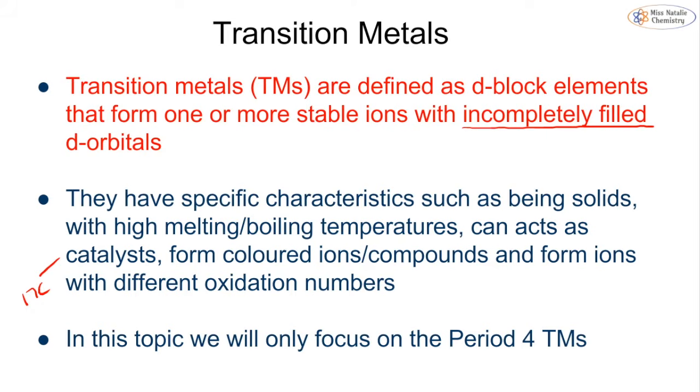In this topic, we are only focusing on the period 4 transition metals, so we're only looking from scandium to zinc. Anything above that, so yttrium to cadmium and hafnium to mercury, is outwith the purview of this course, so we're only looking at period 4.